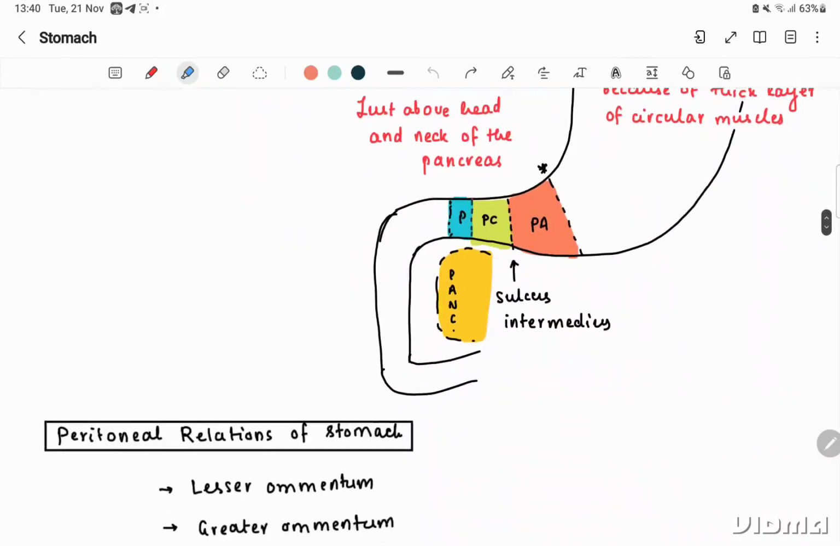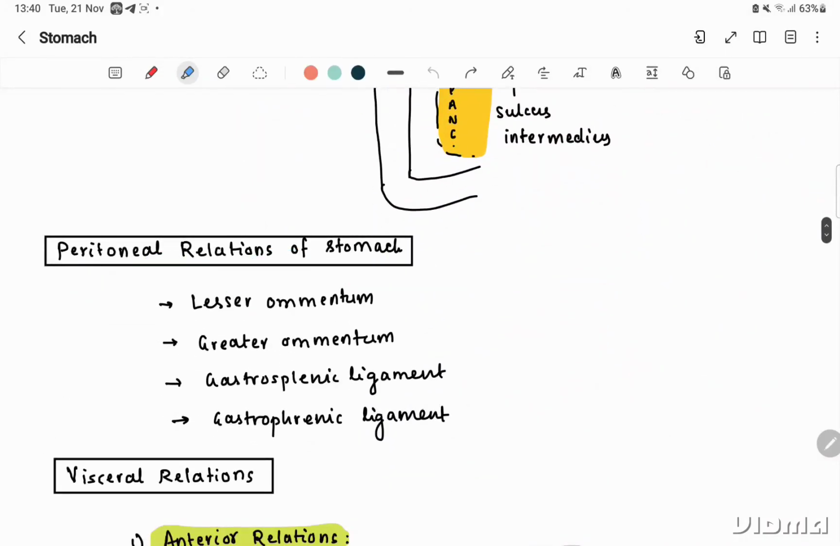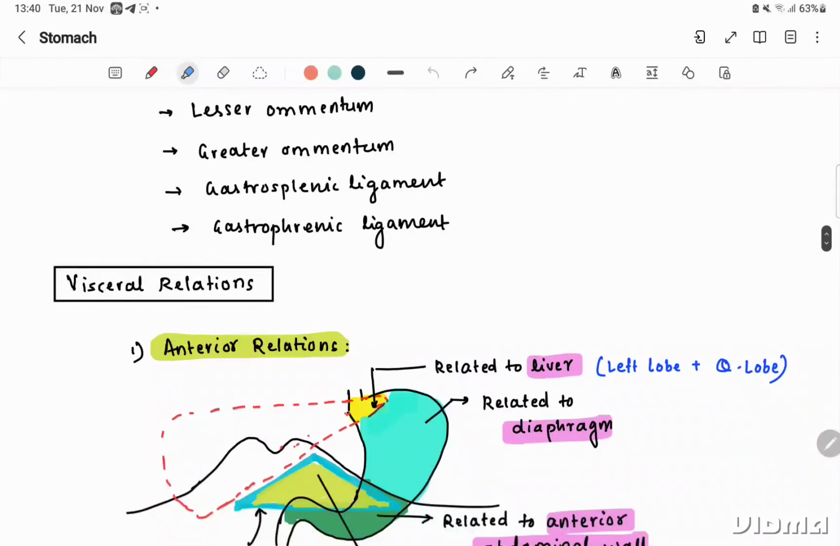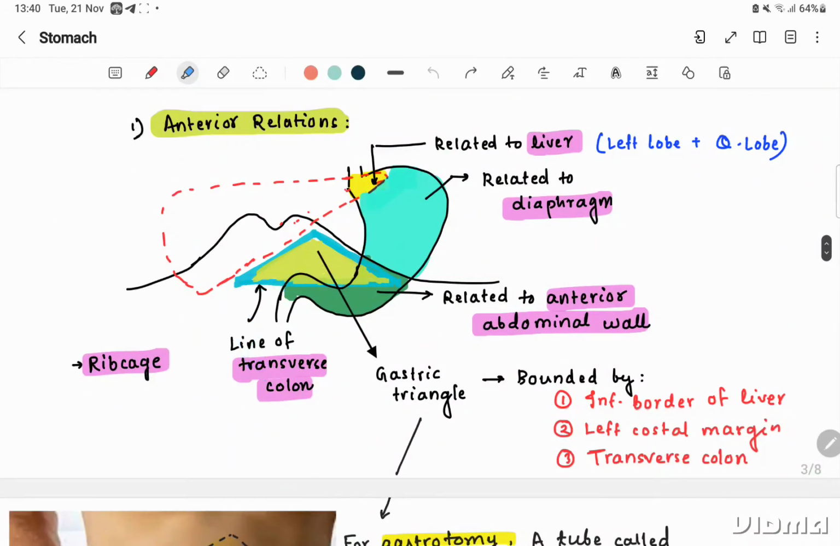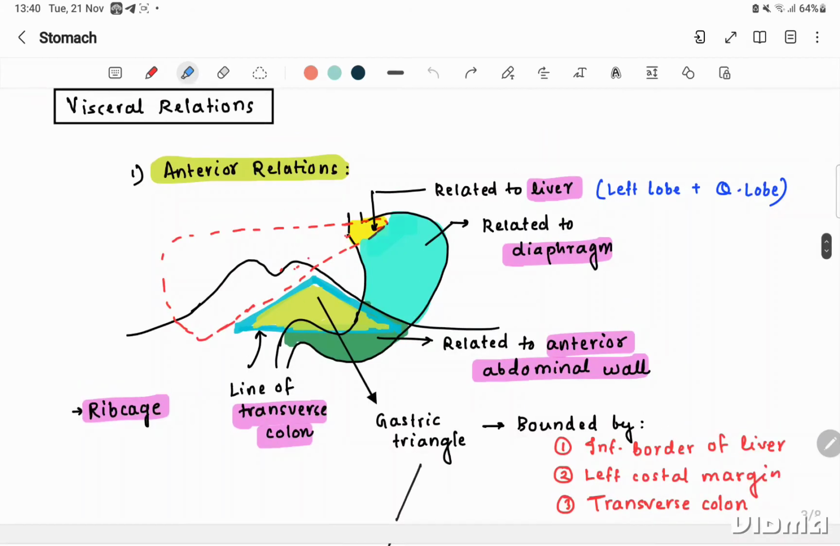Under the peritoneal relations of the stomach, we have the lesser omentum, the greater omentum, the gastrosplenic and the gastrophrenic ligament. These are the peritoneal relations. About the visceral relations, let's talk about the anterior relations. You can just draw the stomach like this and see the anterior relations. We have the liver here. The upper part, the part of the fundus and mainly the cardia part, is related to your liver.